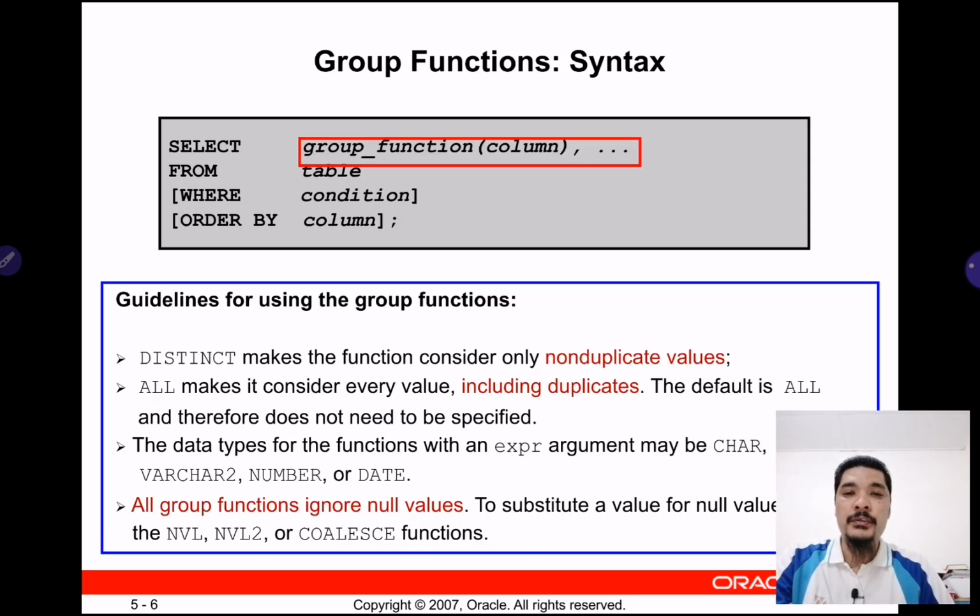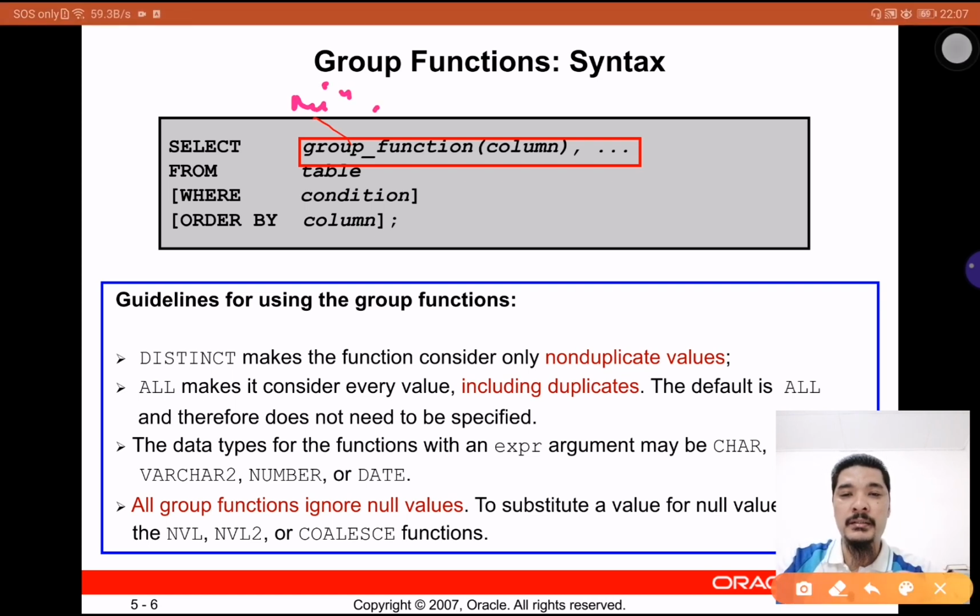This is the group function syntax: SELECT group function and column. The group function is like the previous examples, MIN, MAX, AVG, and so on. Refer to the previous slides. And which column do you want to use these group functions on?